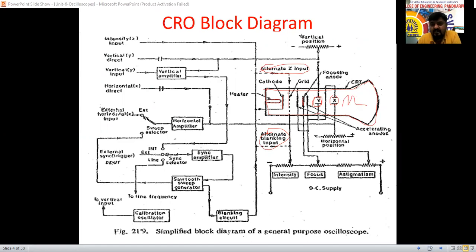Next one, whatever the input is, according to that it is going to give the display value here. The output it is going to display in the CRT here. It is going to display the value here.